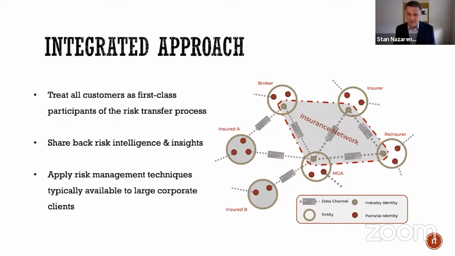We have to use data. We have to use new sources of data, but we also need to be very open and transparent with the customer and give back the control over their data. And the numbers I showed you clearly support this view.